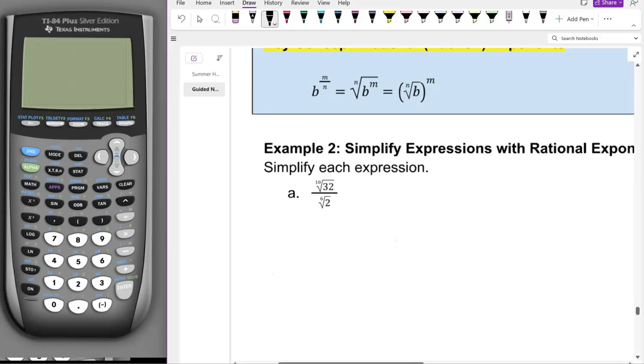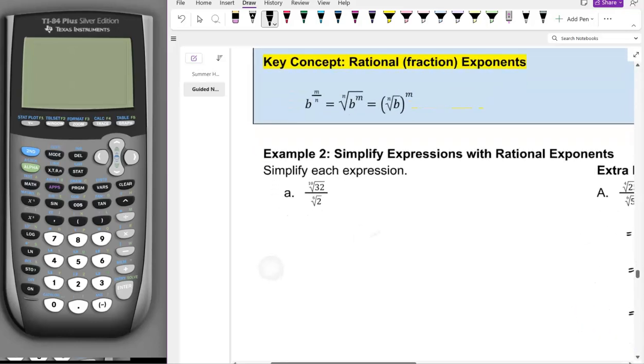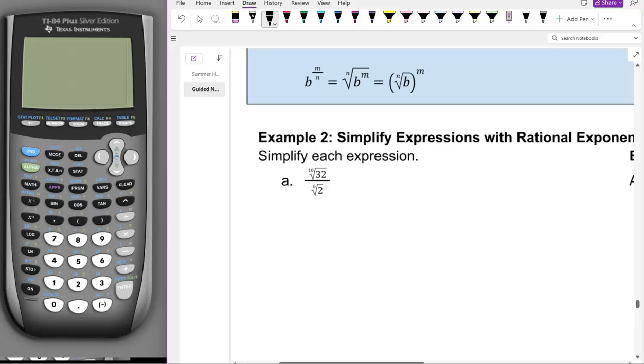Let's try some of these together. We want to simplify this 10th root of 32 over the 6th root of 2. When you see this, you'll notice they have different roots. They have different bases. It's going to be helpful to get these to be the same base. I don't know what the 10th root of 32 is. I don't know off the top of my head what I can multiply by itself 10 times to get 32. It's not a perfect root. Same with the denominator. I have no clue what can multiply by itself 6 times to get 2. So what's going to be helpful is to make these the same base.